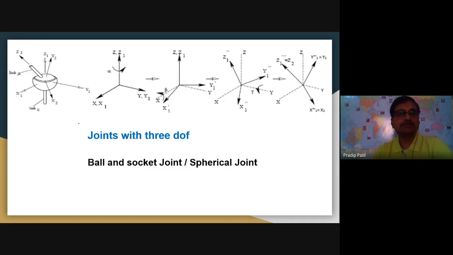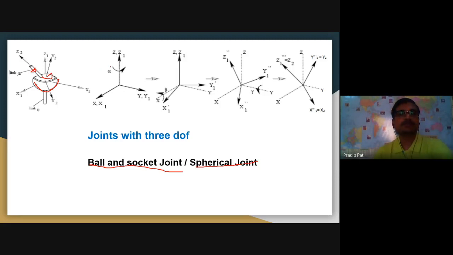A very common joint used in a robot is a ball and socket joint or a spherical joint. As you can see here, this is a link which is pivoted into a half conical, cylindrical part. So in that case, this stylus, as you can see here, can have three independent motions. Which are the three independent motions?